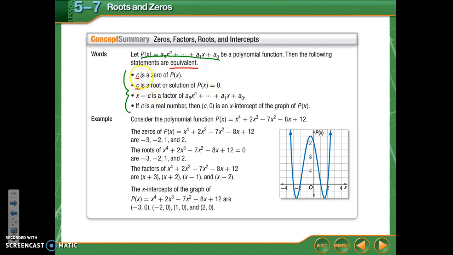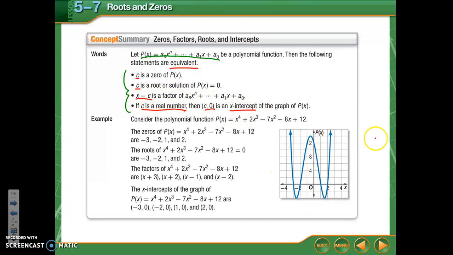If c is a zero or a root or a solution, then x minus c is a factor. And if c is a real number, then c is also an x-intercept. That's what we've been talking about all this time. Zeros, roots, solutions, and x-intercepts, as long as the number is real, are the same. Of course, we can have complex roots for c, and in that case, it wouldn't be an x-intercept. And then x minus c is a factor.